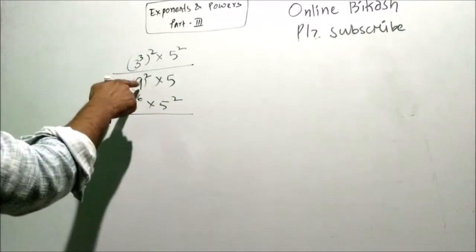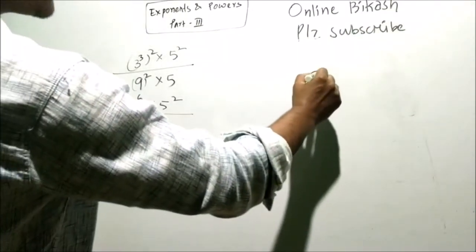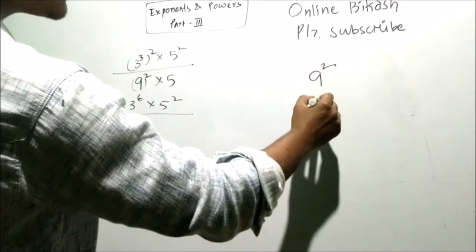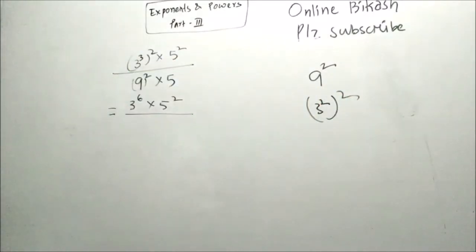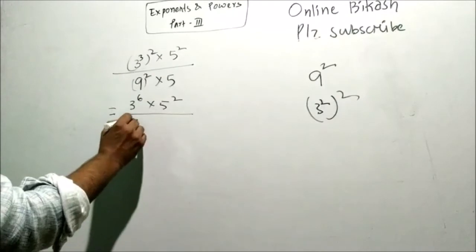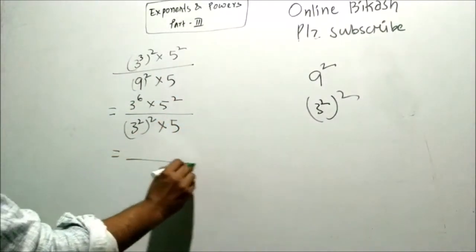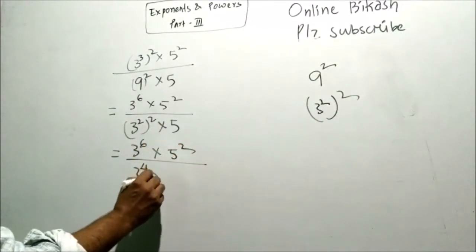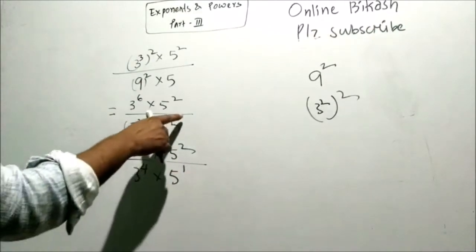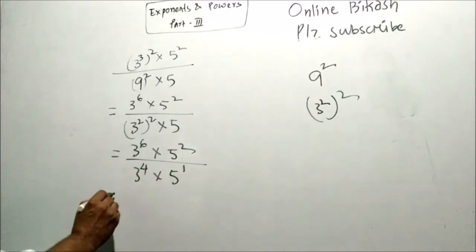Okay. Now 9 squared. Can we write it in a different way? 9 squared. Okay. You see this one? 9 can be written as 3 squared. So can you write like this? 9 squared can be written in this way. So we will write that one: 3 squared whole squared into 5. There is 5 only. Now 3 to the power 6 into 5 squared, and it will become 3 to the power 4 into 5. Can we write 5 to the power 1? Can we write? Yes, of course. Now we have got the answer.